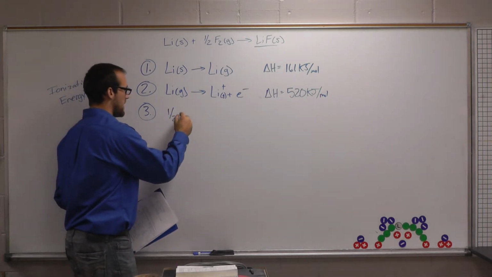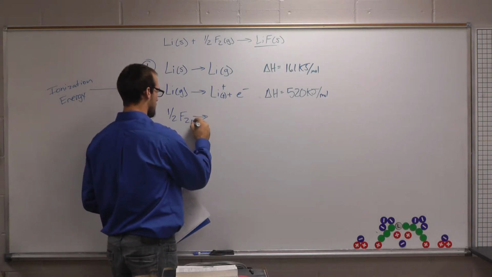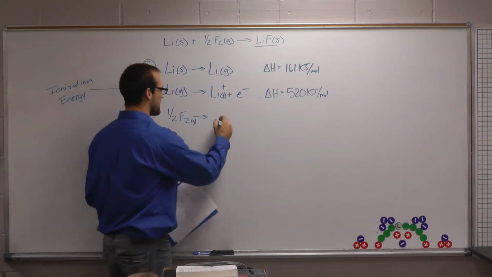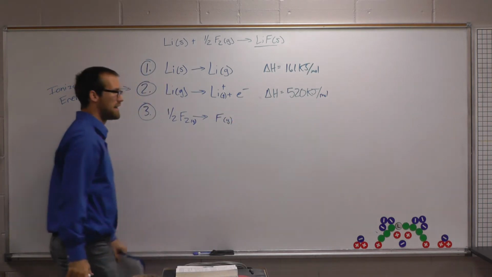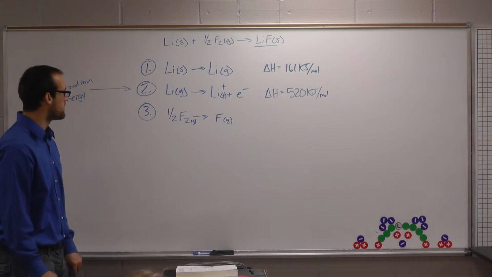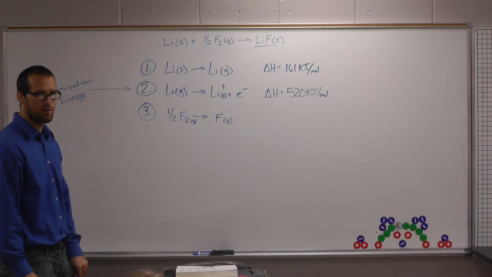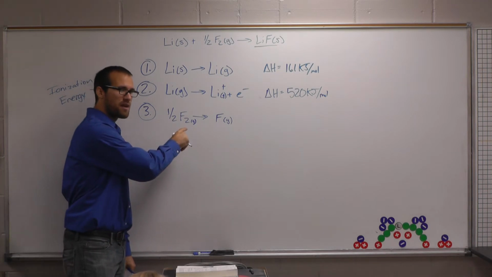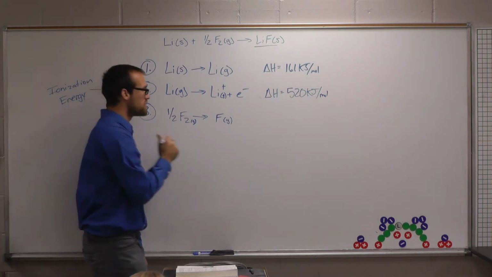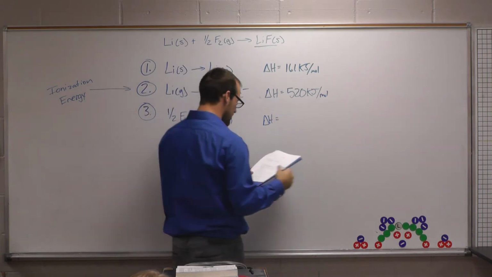Okay? Then I have to take the fluorine molecule and I have to break it down into just one fluorine, non-diatomic. So let me ask you, going from diatomic fluorine to non-diatomic fluorine, do you think that's more stable or less stable? Less stable. Naturally, fluorine's diatomic because it's more stable in its diatomic form. So this is also going to be an increase in energy.